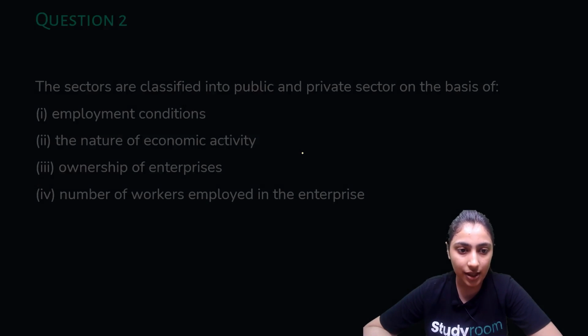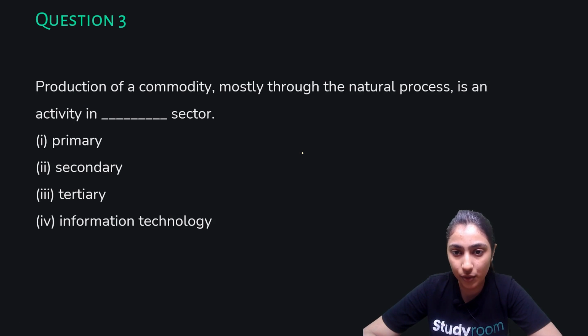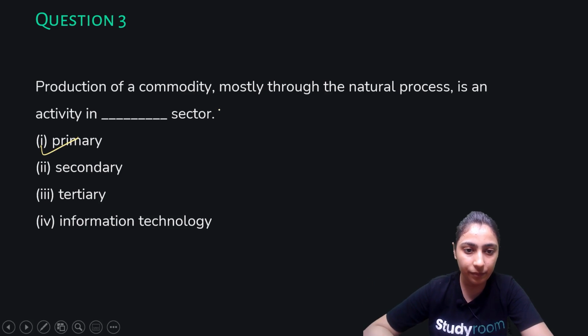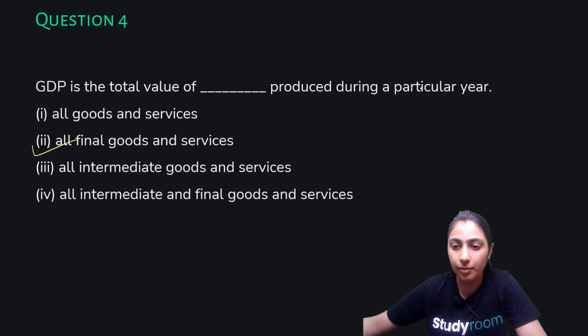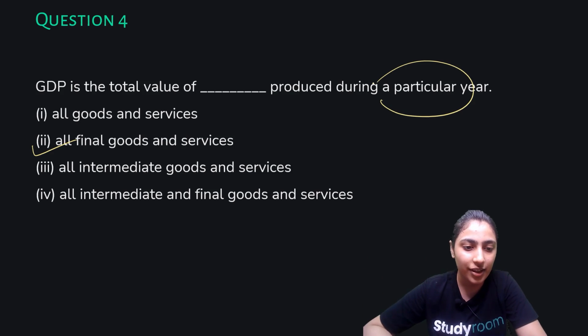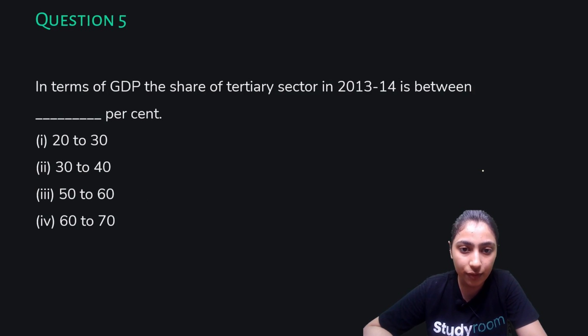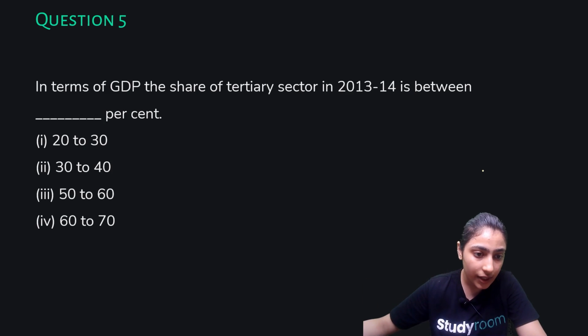Ownership of enterprises. Now moving forward, production of commodity mostly through natural process is an activity in the dash sector. So it's an activity in your primary sector. Now moving forward, GDP is the total value of dash produced during the particular year. So it's basically the definition. So GDP is the total value of all final goods and services produced in a particular year. Remember, there was a question where it was written 5 year. So yes, it's a particular year, depending upon the definition. In terms of GDP, the share of tertiary sector in 2013-14 is between dash%. It's basically on the table. So 20 to 30%, 30 to 40, 50 to 60 or 60 to 70. The answer to this is 50 to 60.